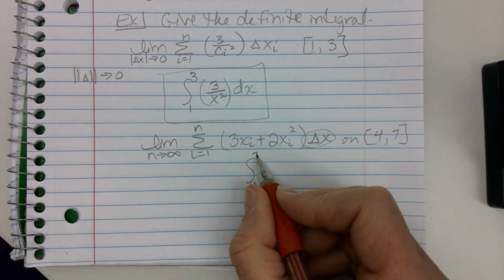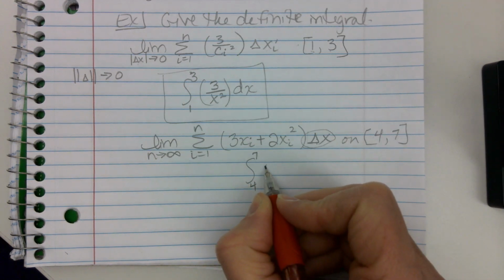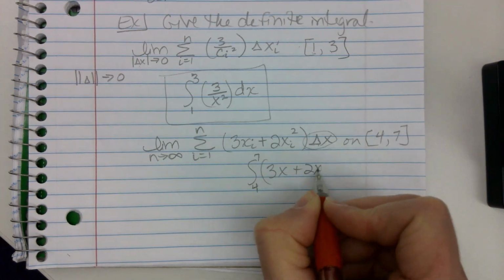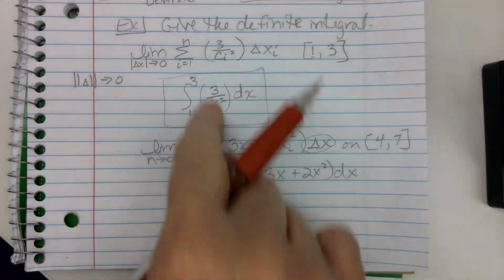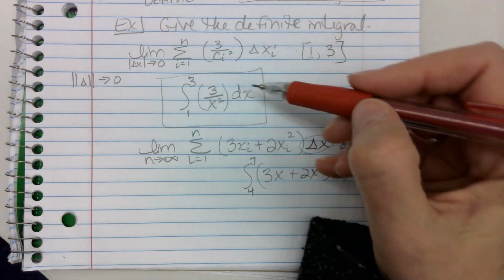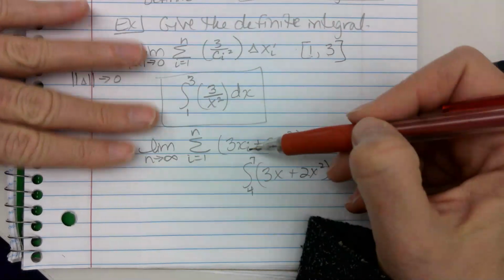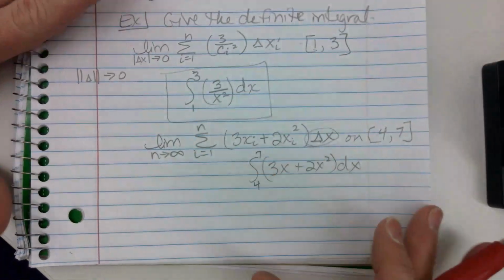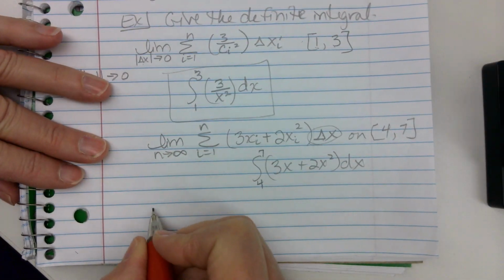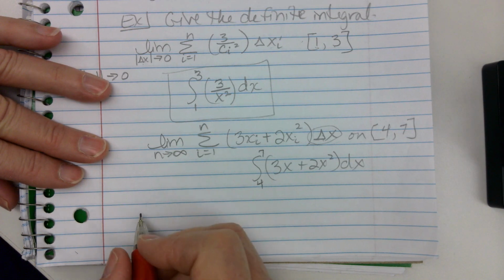Integral from 4 to 7 of 3x plus 2x squared dx. So all we're doing is rewriting this, translating this for now. This is one of those things that, just like that long limit definition for derivatives, y'all forget.